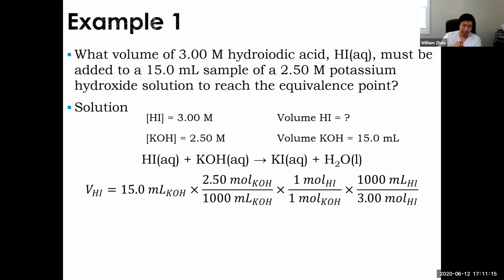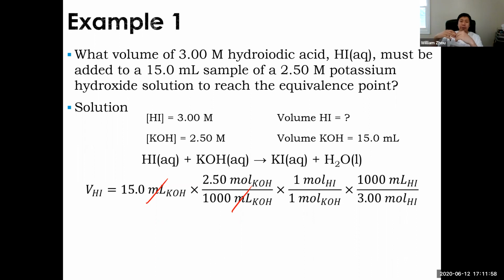You have 15 milliliters of KOH. That's your volume. I multiplied this by the concentration of KOH, which is 2.5 moles per liter. Instead of writing per liter, I wrote 1,000 milliliters as the denominator because 1 liter is 1,000 milliliters. The reason I converted this to milliliters is so that the units will cancel out. I have 15 milliliters of KOH, which will cancel with the 1,000 milliliters of KOH. So instead of moles per liter, it's moles per milliliter, but you have to multiply by 1,000 in the denominator. So now the milliliters cancel.